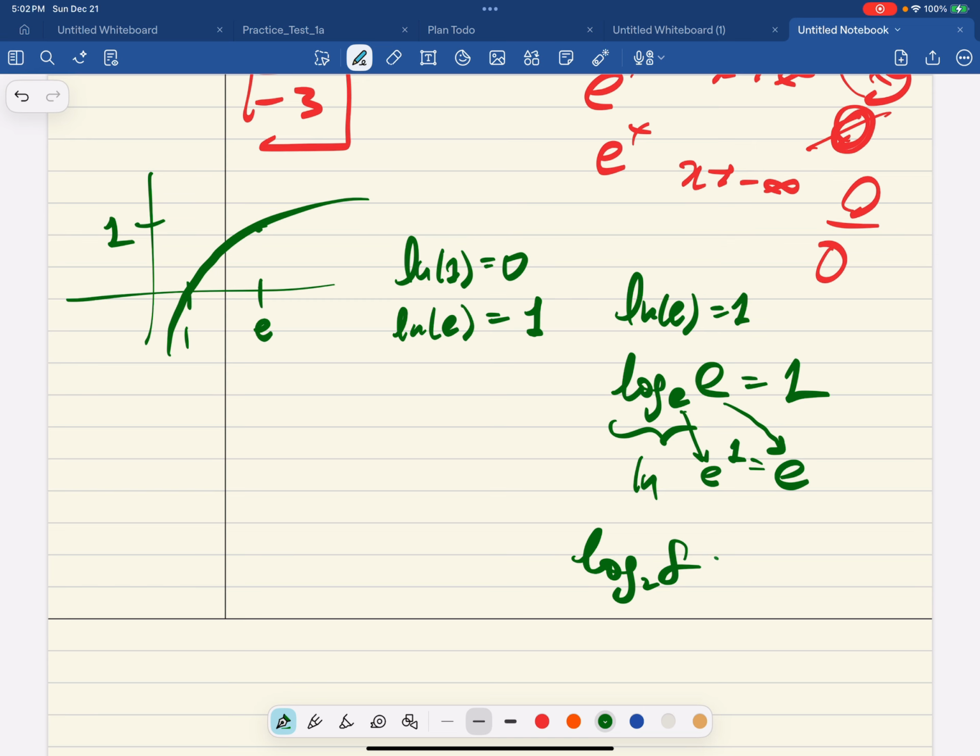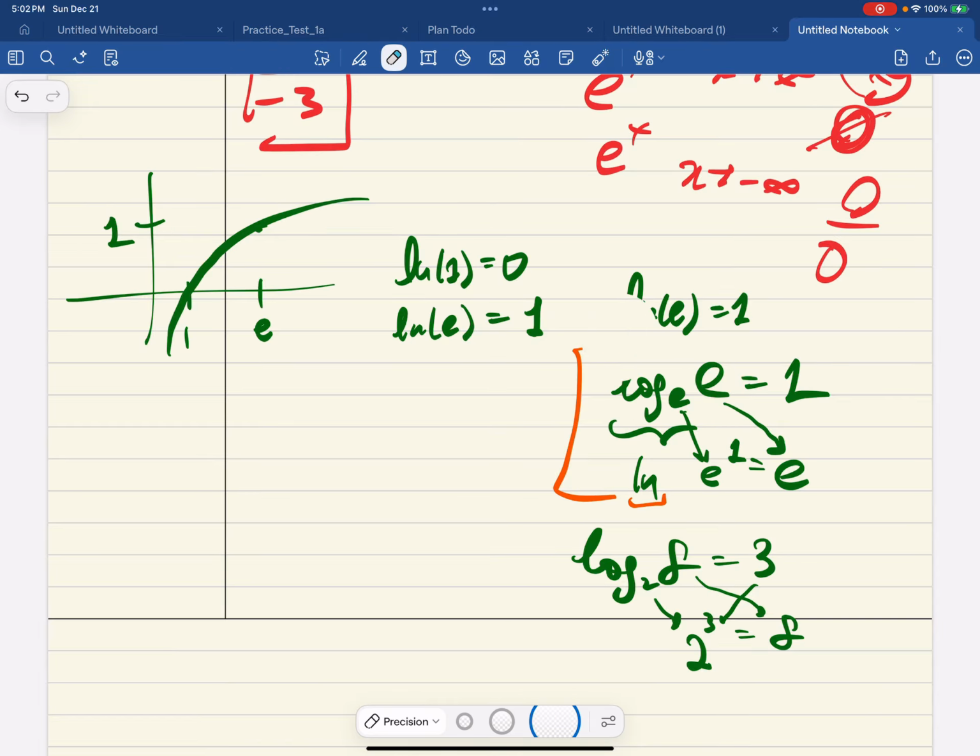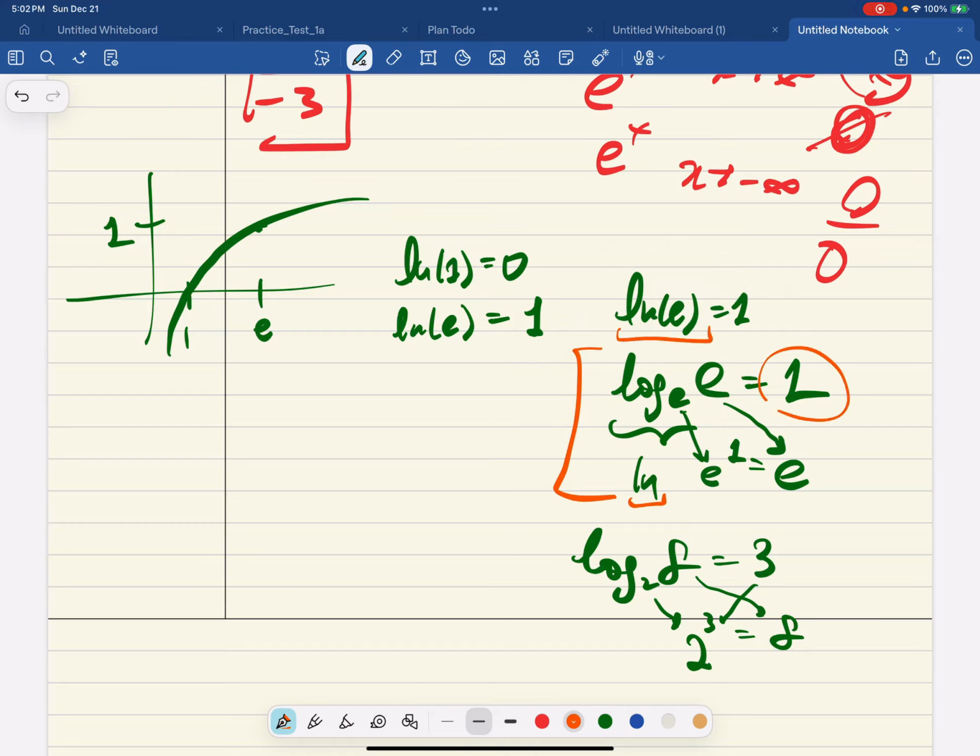So this equals what? It's equal to 3. What we're doing really is 2 to the 3 is equal to 8. Same principle here. And log of e simplifies to ln. So we have ln of e, well, it's basically 1 because you're asking e to the what is equal to e. Whatever that is, it's going to be 1.